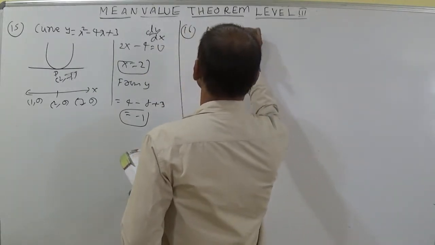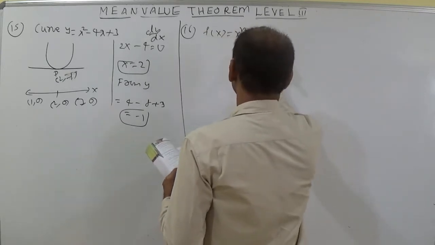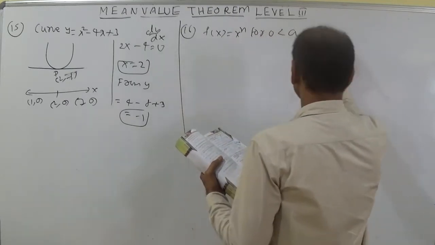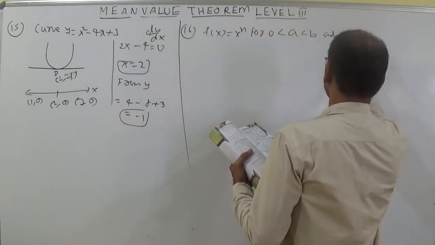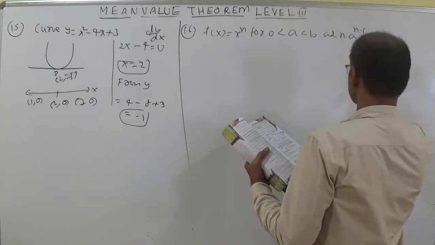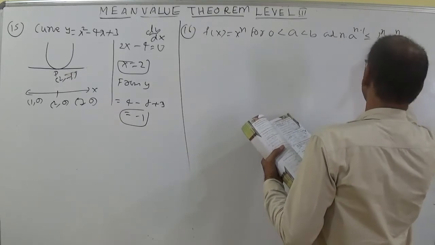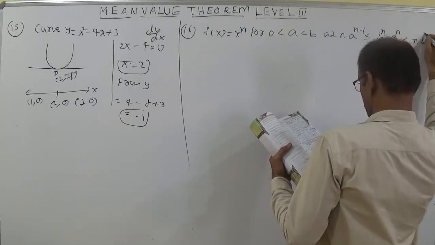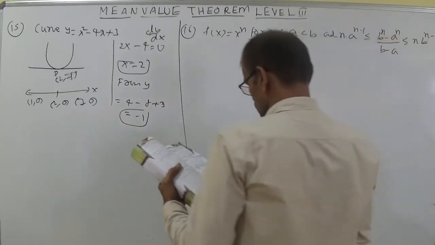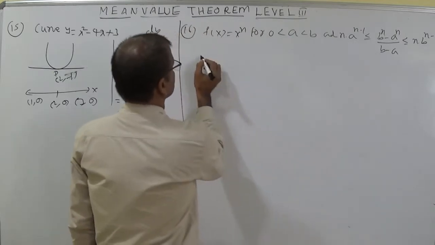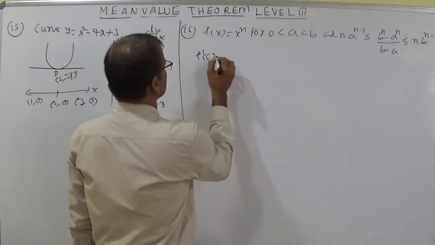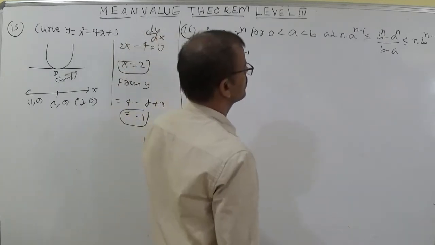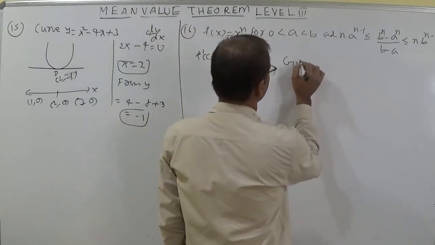f of x is equal to x power n, for 0 less than a less than b, and the value n a power n minus 1 is less than or equal to b power n minus a power n by b minus a, which is less than or equal to n b power n minus 1. Given this, I am writing f dash c. The formula f dash c is n into c power n minus 1. So this is given by Lagrange's identity.